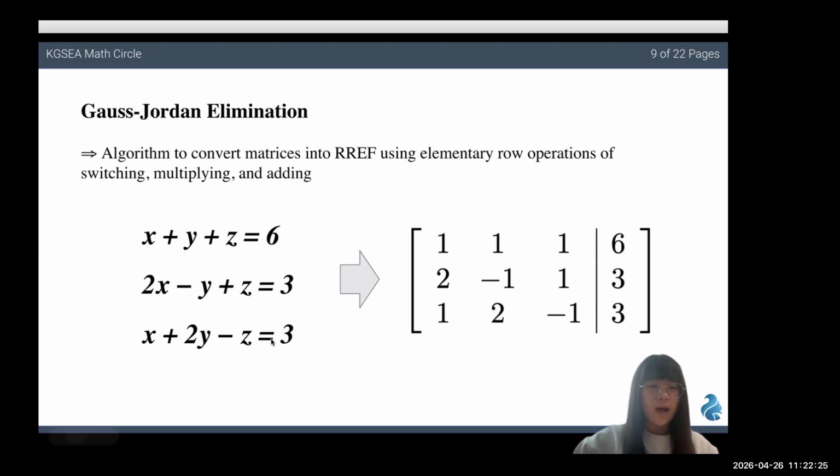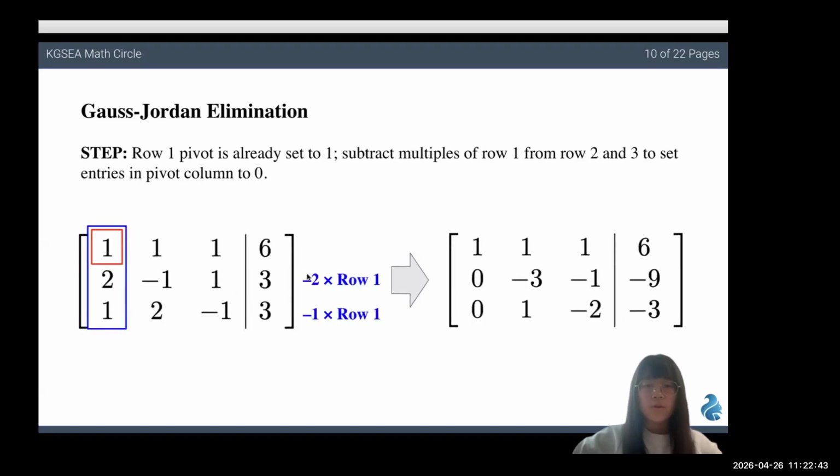So let's say we have a system like this. Based on the coefficients and constants, we can convert the system of equations into an augmented matrix as follows. And recall the rule that the pivot, or the leading element of each row, has to take the value of 1. We look at the first row in column 1, and we can see that the pivot is already set to 1.